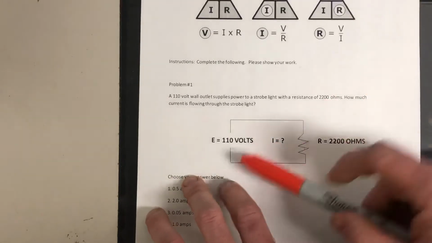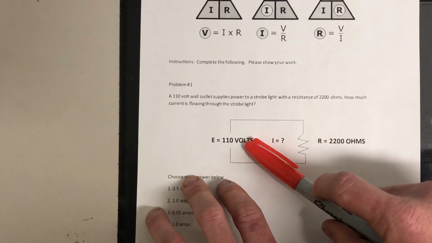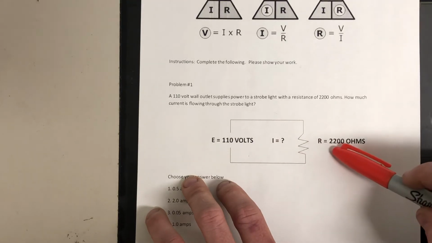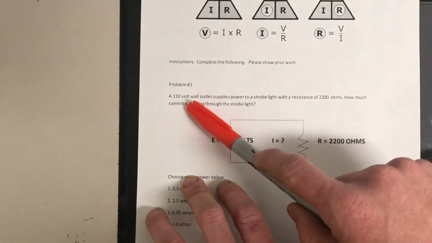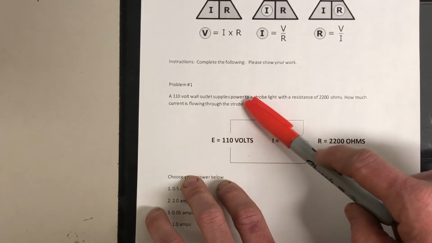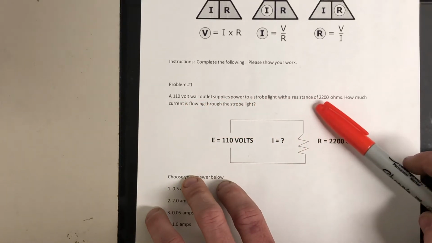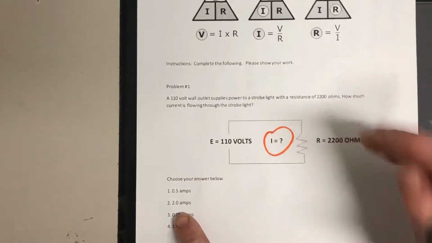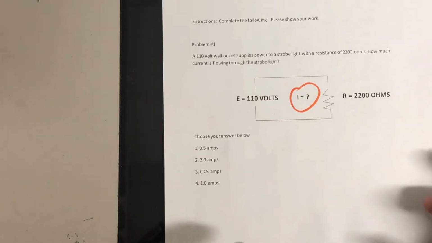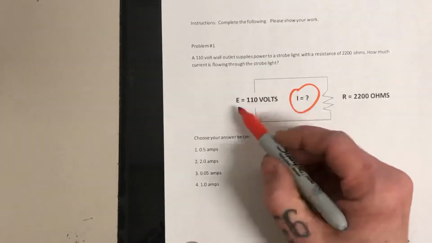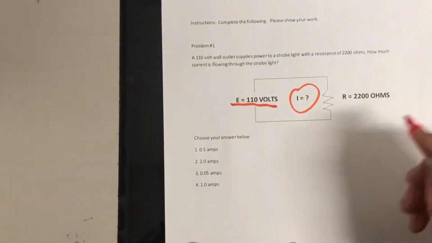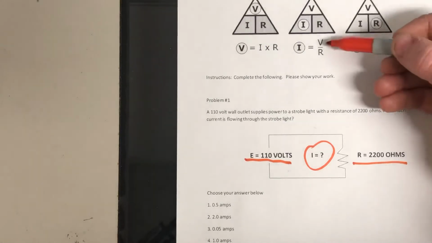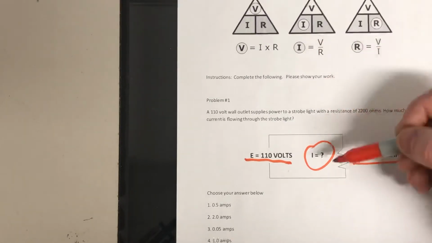So this first one, we have 110 volts. We don't know what the current is, but we know that the resistance is 2,200 ohms, okay? So the question is, a 110 volt wall outlet supplies power to a strobe light with a resistance of 2,200 ohms. How much current is flowing through that strobe light? So obviously this is what we're looking for, and we have multiple choice answers down here, but we need to figure out what was given to us. They gave us E, or the voltage, and they gave us R, or the resistance. So we have the voltage and the resistance, and we're looking for the letter I.